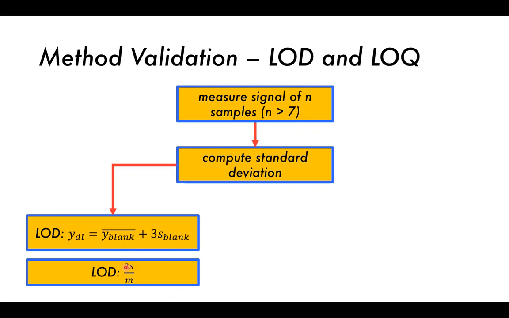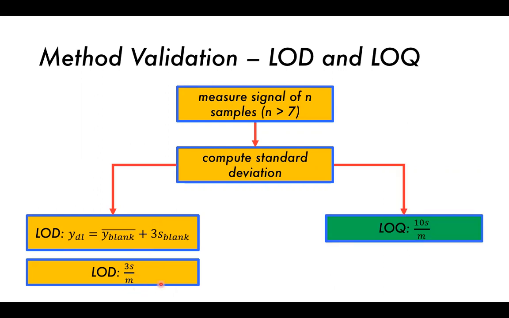And then the limit of detection can also be expressed as 3 times the standard deviation divided by the m value, which is the gradient of the calibration curve. And then for the limit of quantitation, it's going to be 10 times the standard deviation divided by m, where m is going to be the gradient again of the calibration curve. So we take this standard deviation and we can get both the limit of quantitation and the limit of detection.